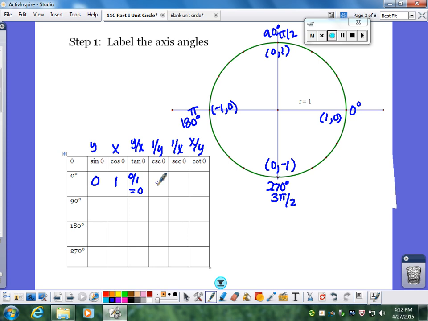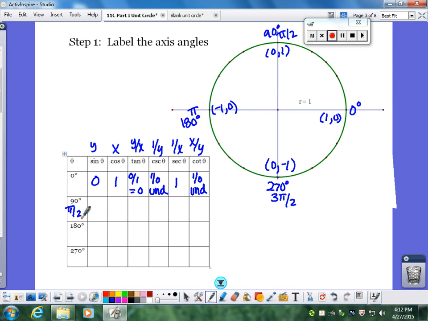Now we do the reciprocals. The reciprocal of 0 over 1 is 1 over 0, which is undefined. The reciprocal of 1 is 1. And the reciprocal of 0 over 1 for cotangent is 1 over 0, which here again is undefined. Alright, let's move our way around our circle.